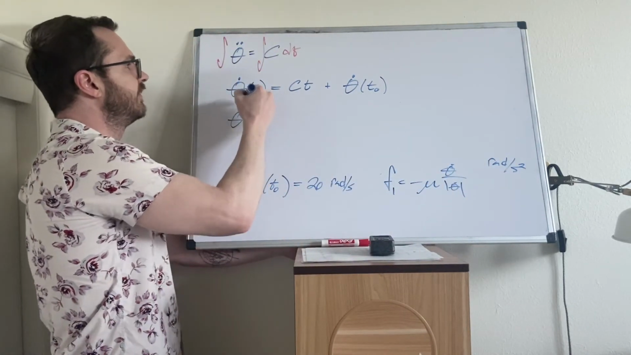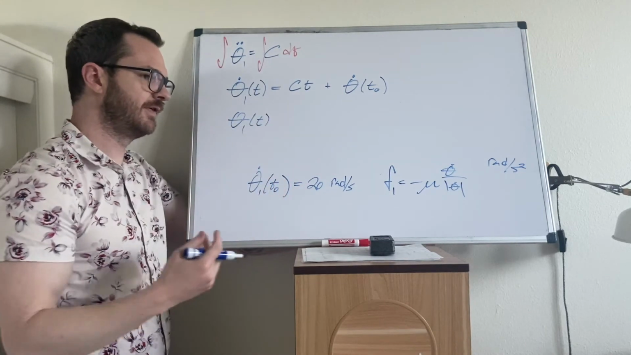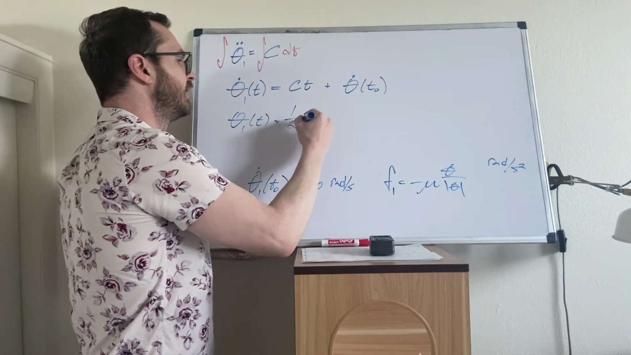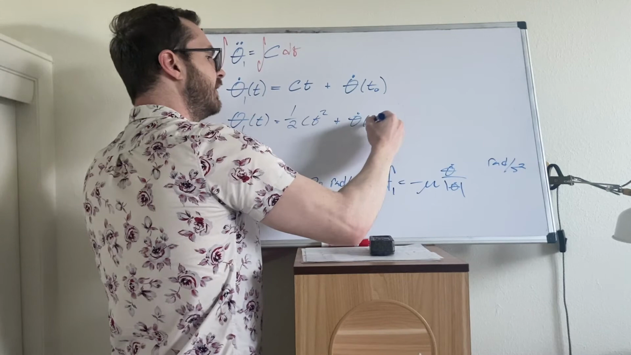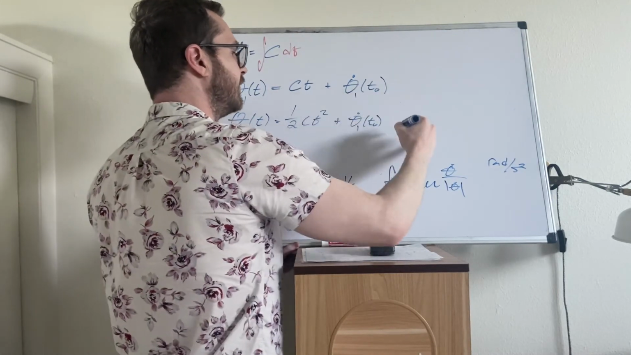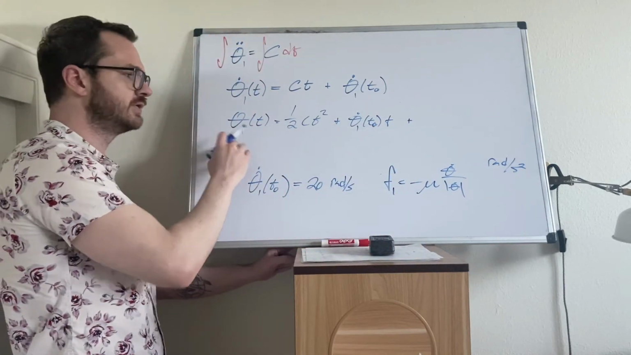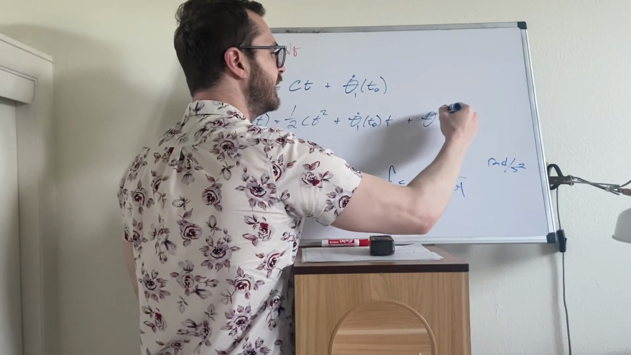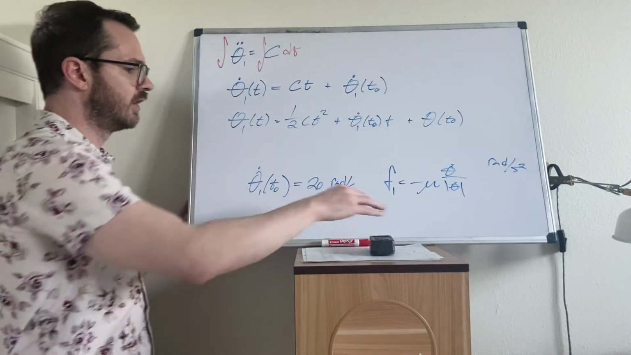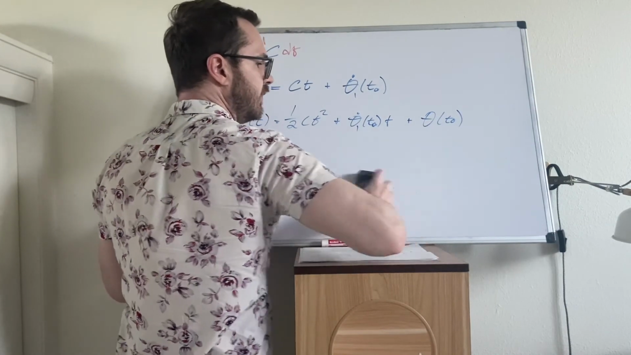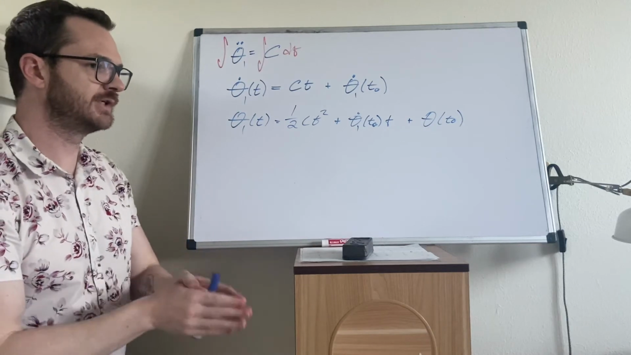Theta, this is theta 1. So theta 1 as a function of time is 1/2 c t squared, plus theta 1 dot at time 0 multiplied by time, plus the initial condition, which is just your initial angle. So theta at time 0, which I'm going to call 0. All right. We were able to do this analytical integration because C does not change with time.